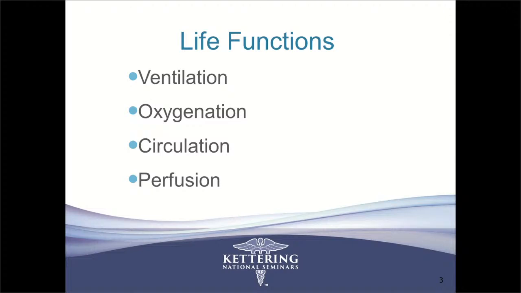Highlight number 3, circulation. How do we evaluate it? We look at heart rate and strength and cardiac output. And then number 4, highlight that one. How do we evaluate perfusion? We do blood pressure, sensorium, temperature, urine output, and hemodynamics. So those are all the ways that we evaluate these 4 life functions.